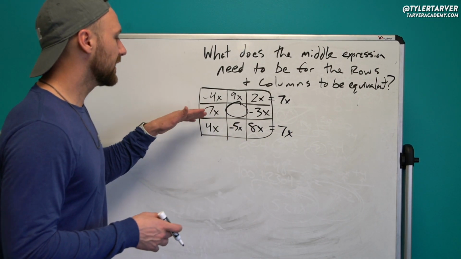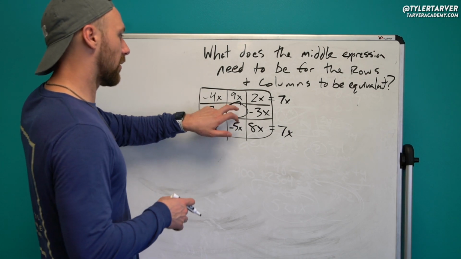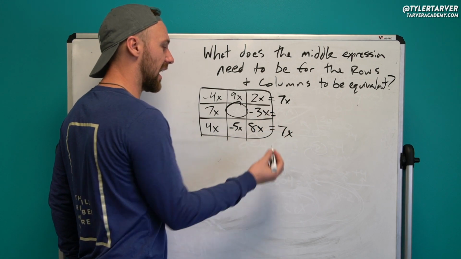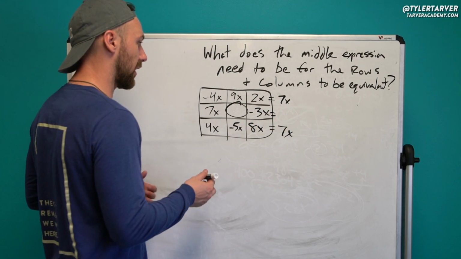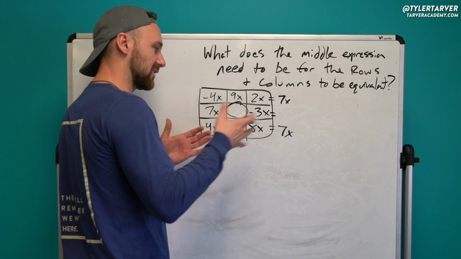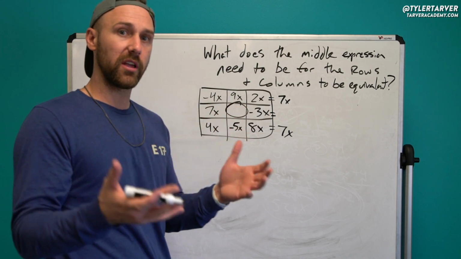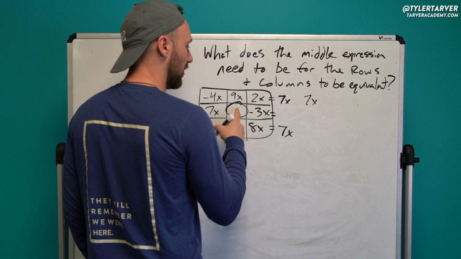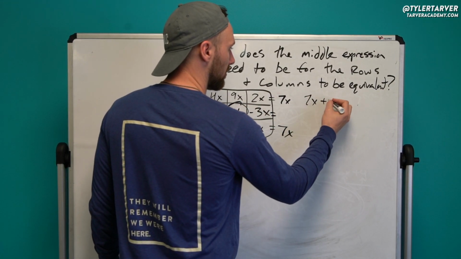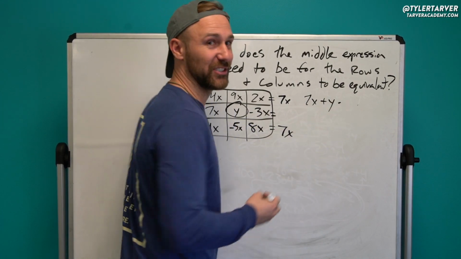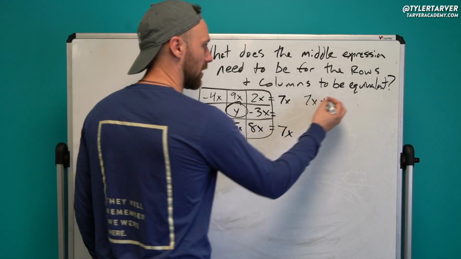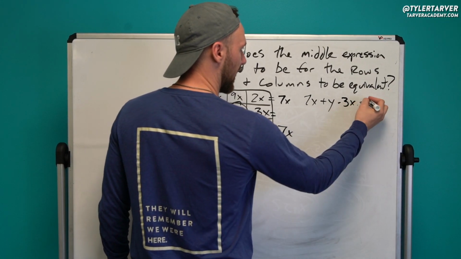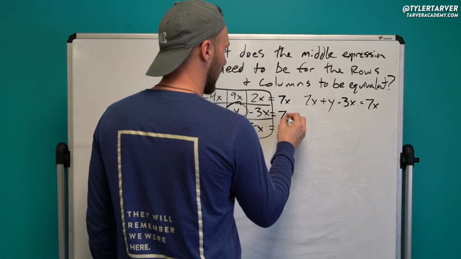So now I need to see what this needs to be right here to make these three add up to equal 7x. There's a couple ways you could do this, okay? You could just start figuring it out, put numbers in, but if you want to work it mathematically, you could just recopy this over here. 7x, we don't know what this is, so I'm going to say it's y, plus y, minus 3x, and I know it equals 7x. That's what I want it to equal, okay?